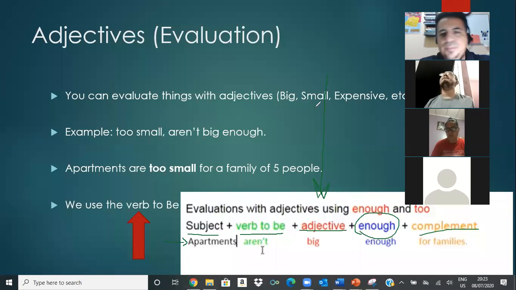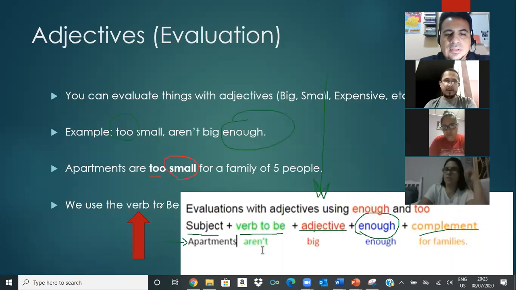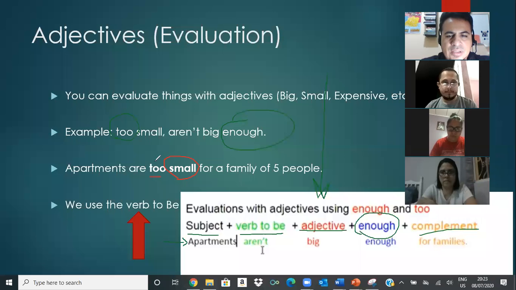You can evaluate things with adjectives. You can use, for example, big, small, expensive, todos esos adjectives que vieron ustedes, right? You can use too, la palabra too, and enough. Son palabras claves que vamos a usar. Okay. Now, you can say here, I have an example, apartments are too small, right? For families of five people. For example, subject, verb to be, después uso esa palabra, are too, and then small, okay?